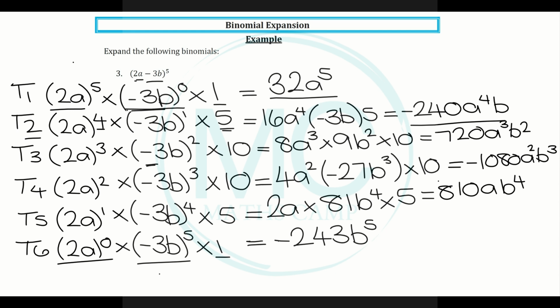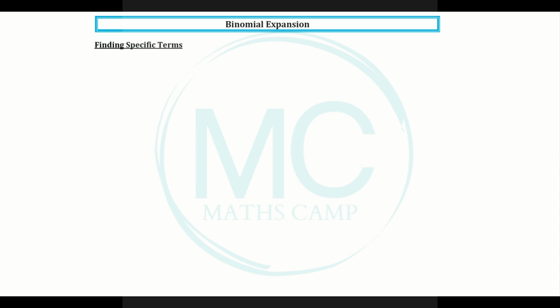These are the 6 terms in our expansion. Next, I'd like to look at how we find specific terms in an expansion. To find specific terms, we can use the formula nCr multiplied by a with an exponent of n minus r, multiplied by b with an exponent of r.